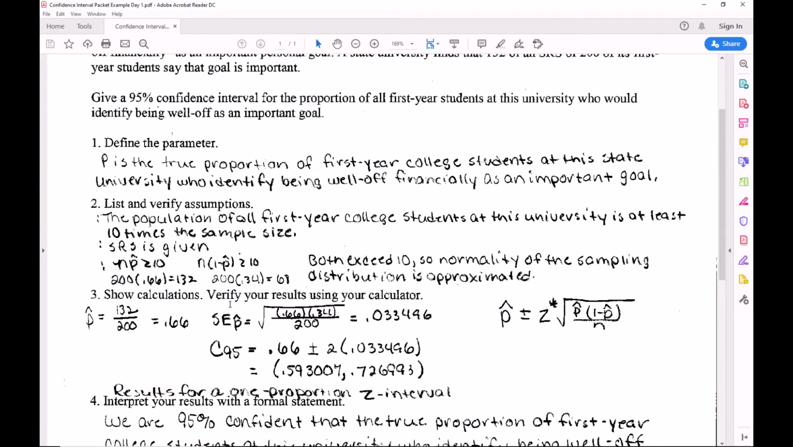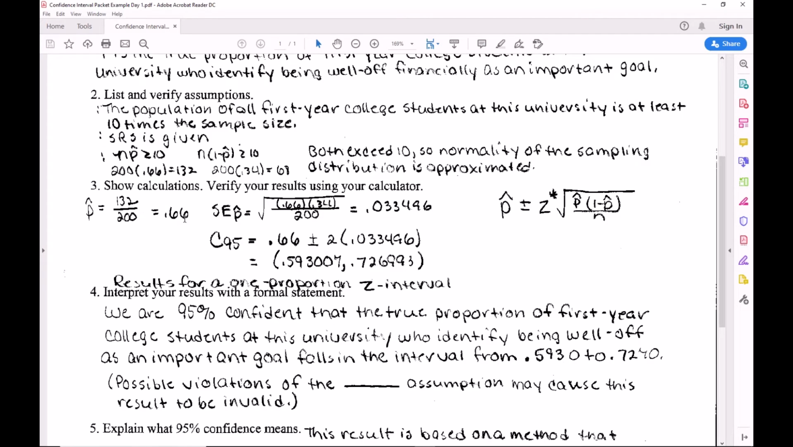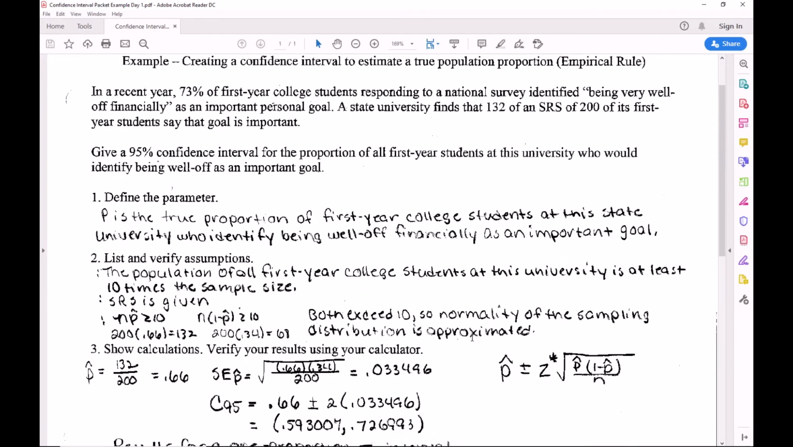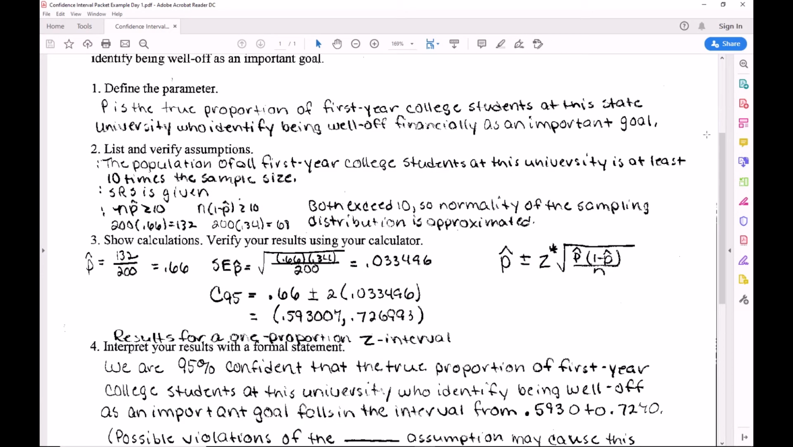So let's see. If you look down at number 3, I wrote down what p hat was. It's right here. p hat is 132 over 200, or 0.66. Okay. So that's what I just wanted to point out from here. And it says it's a simple random sample. That's important.